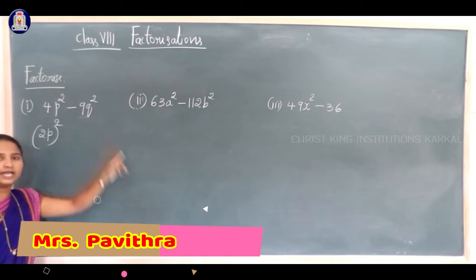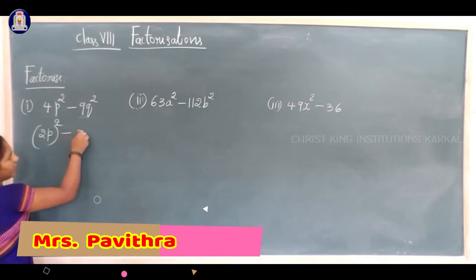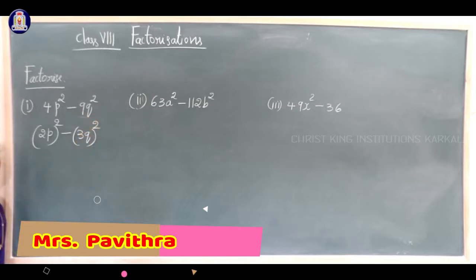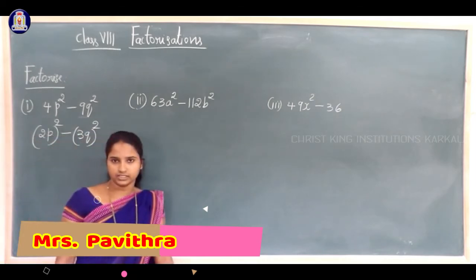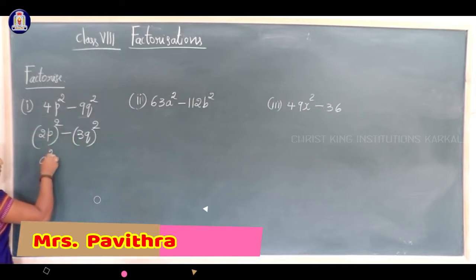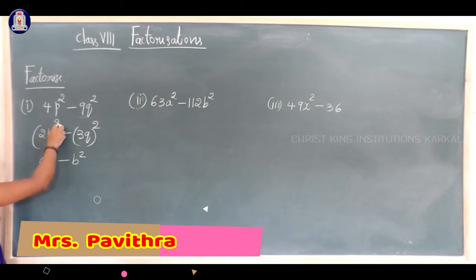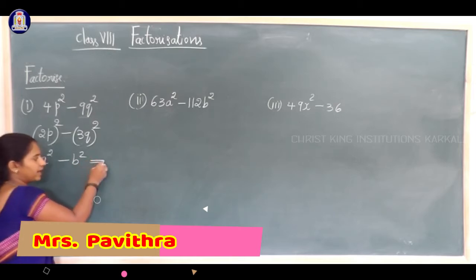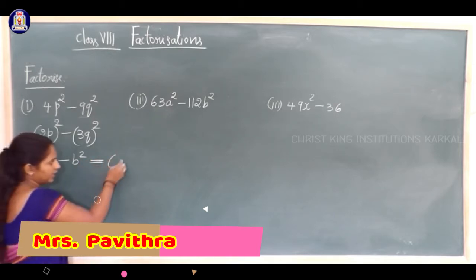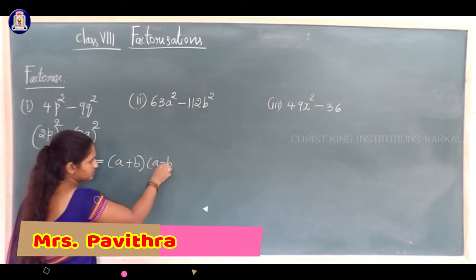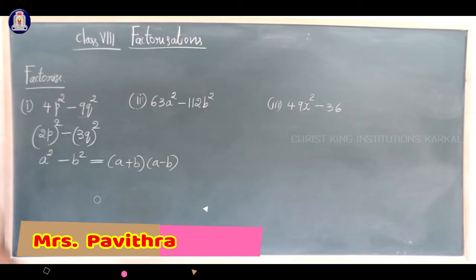And similarly 9q square can be written as 3q the whole square. See here, the expression is in the form of a square minus b square. So which identity is that? It is the third standard identity. So you know the formula: a square minus b square can be written as a plus b into a minus b. Okay? a plus b into a minus b.